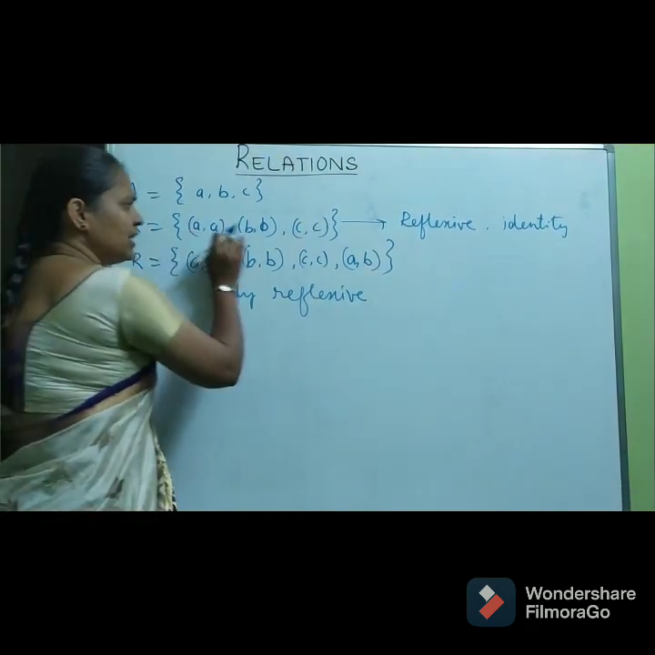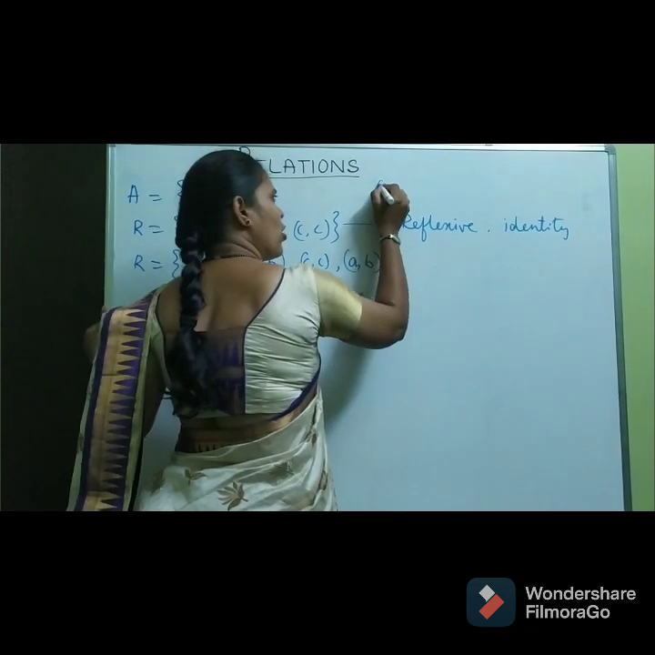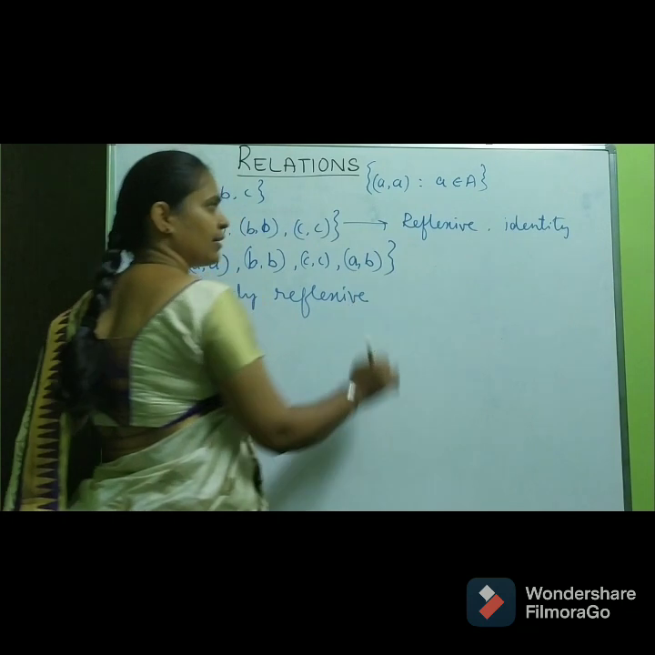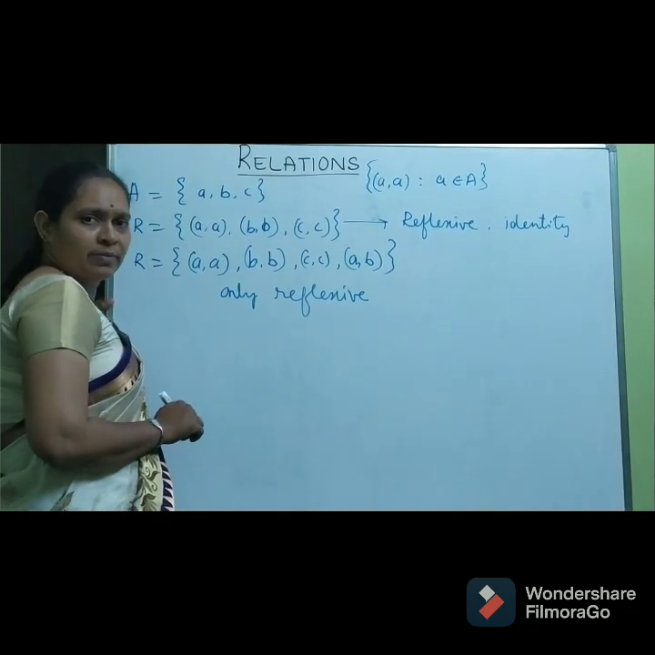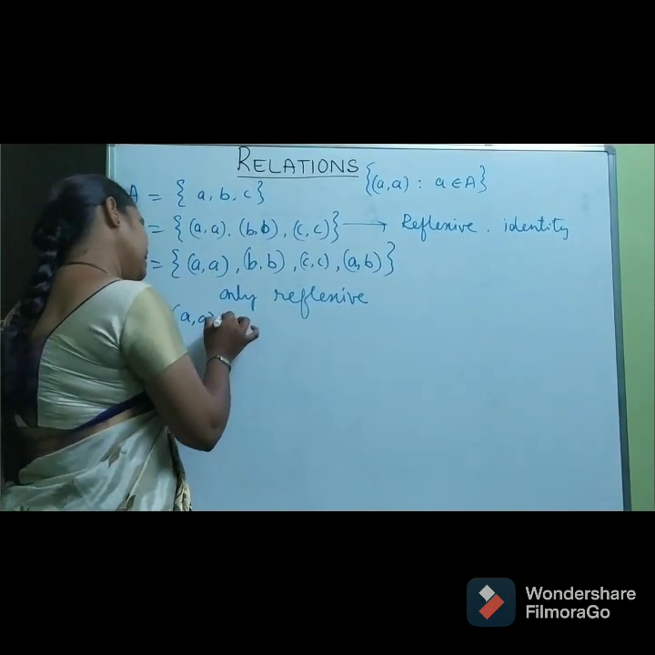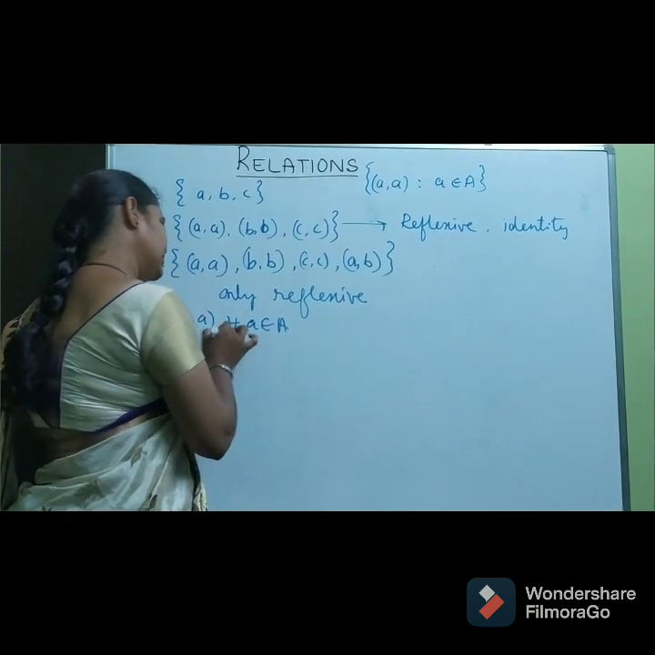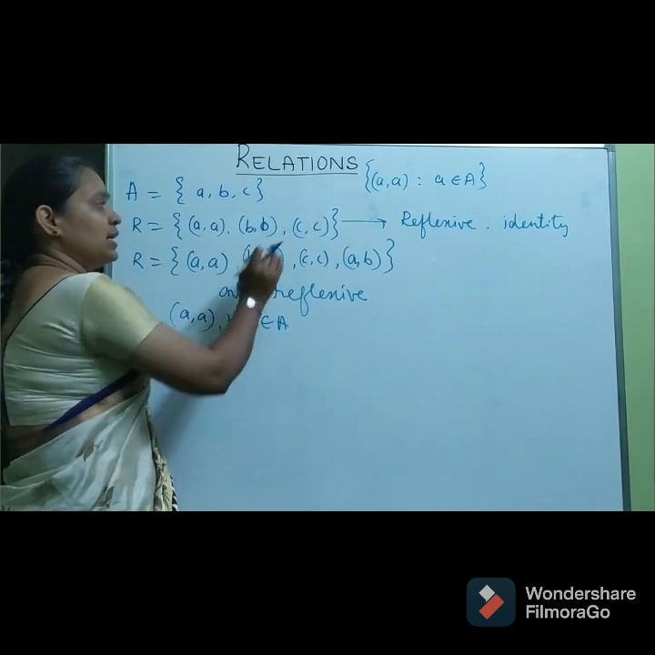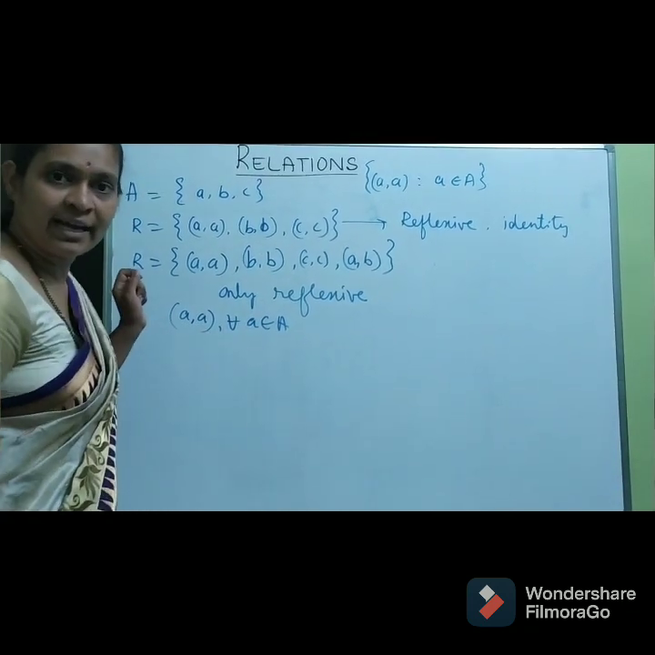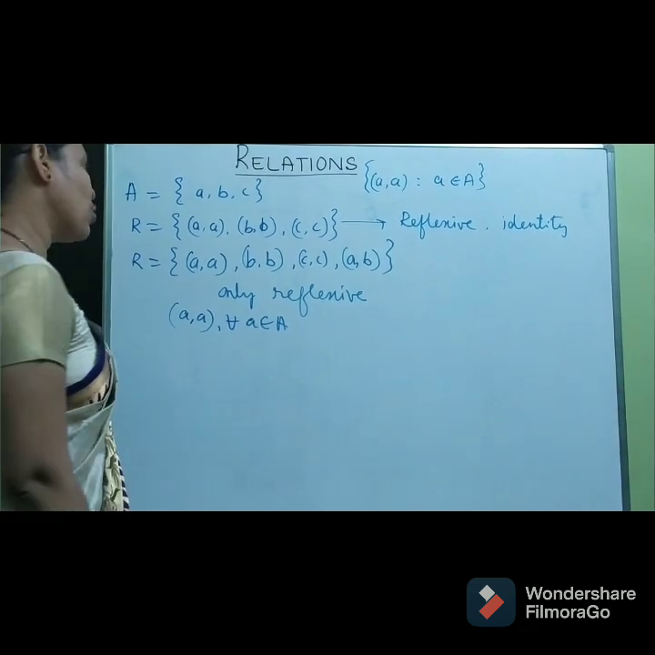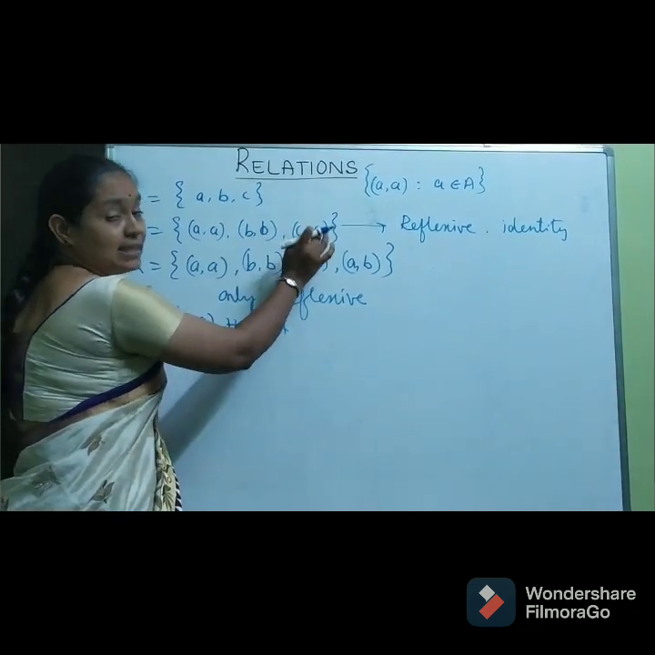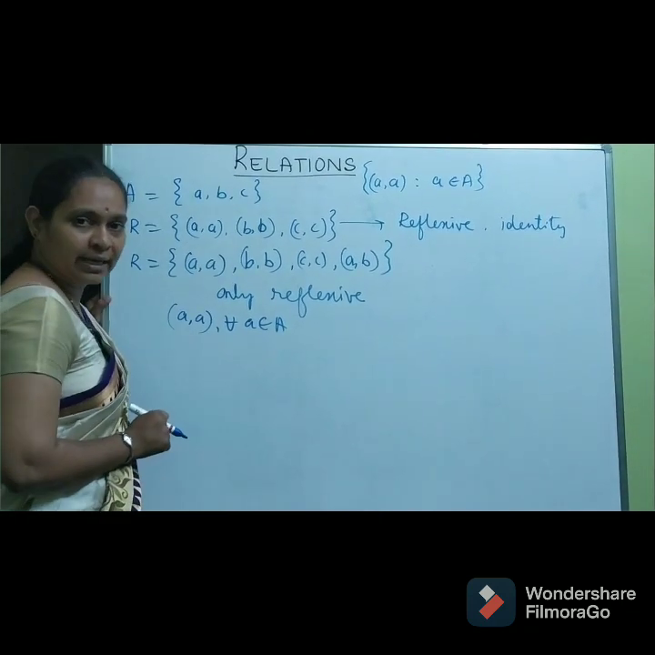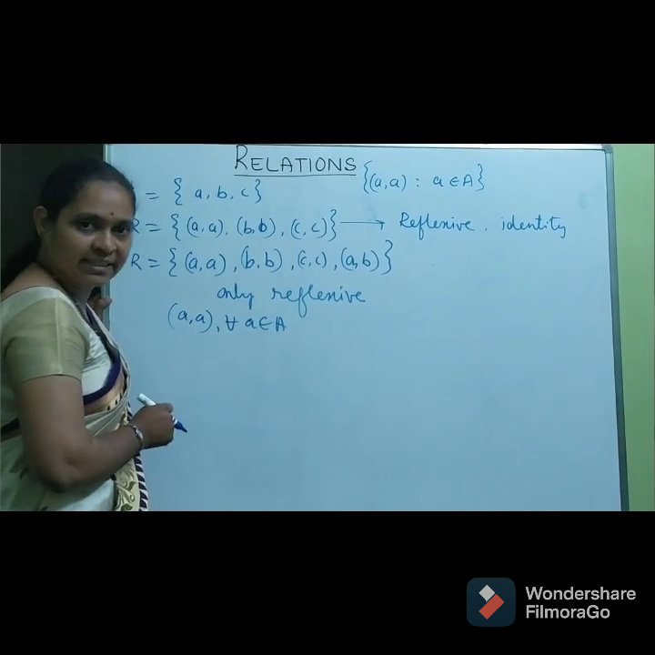Identity means only this must be there. Identity means what must be there? Only (a, a) such that a belongs to A must be there. Reflexive means what must be there? (a, a) for every a belongs to A must be there. Along with that, the remaining can also be there. Therefore, there is a difference between reflexive and identity. Identity means only (a, a), (b, b), (c, c). That means whatever the elements are in A, those ordered pairs only must be there. That is not compulsory in a reflexive relation.